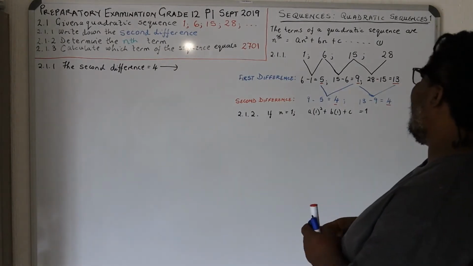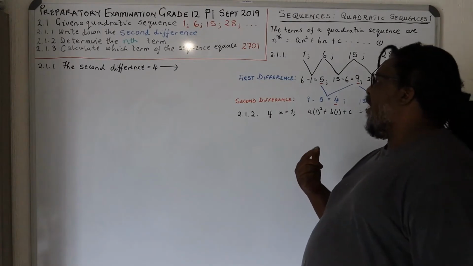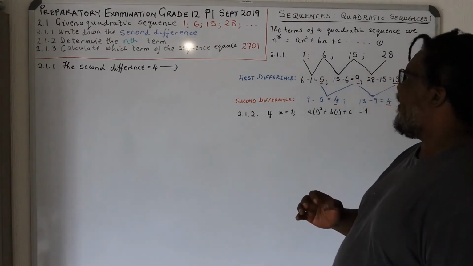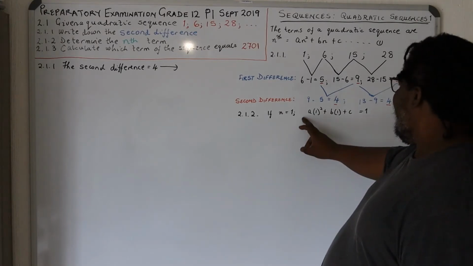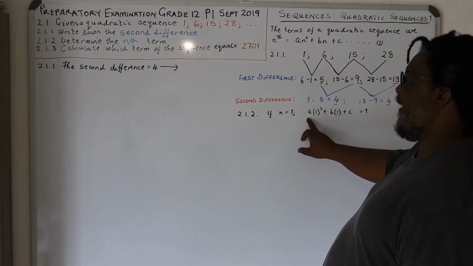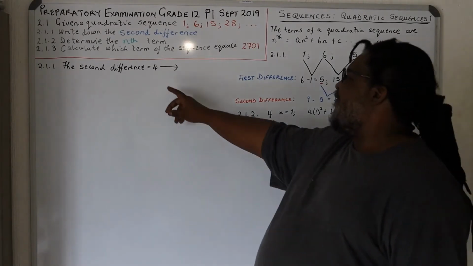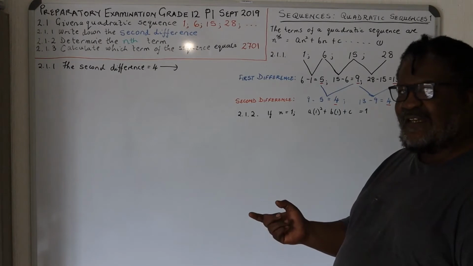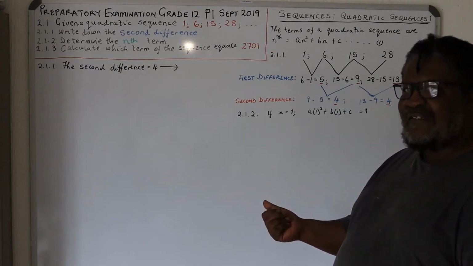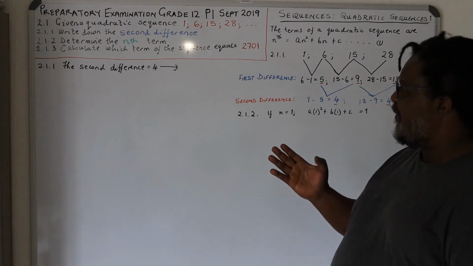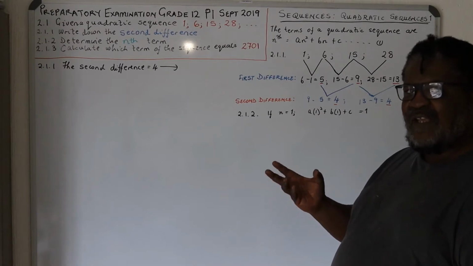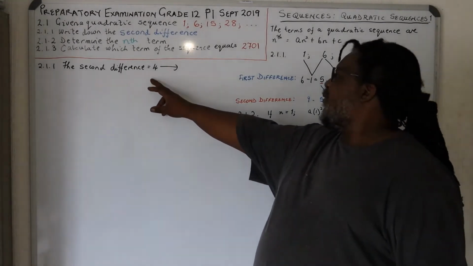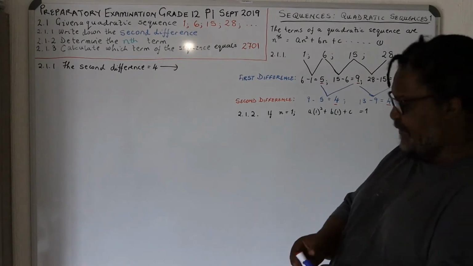And at this point, before we go any further, I would like you to be aware of a very important fact of quadratic sequences. Once you are told that this is a quadratic sequence, this first coefficient A is always equal to half the second difference. And that is a fact. I am going to prove it to you later after this exercise, and I will do it for three consecutive terms of an arbitrary quadratic sequence, and I will prove to you that A is always equal to half the second difference.